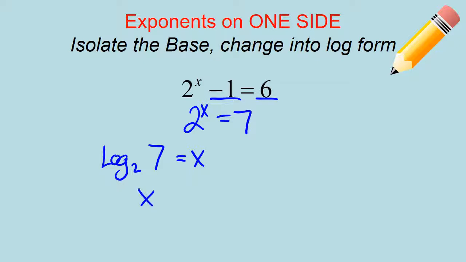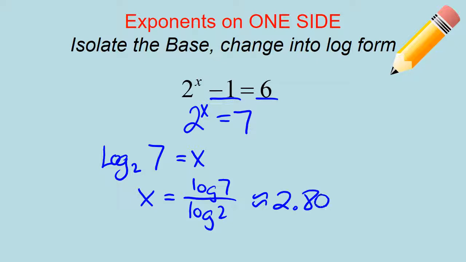To type this into my calculator, I'm going to type in log of 7 divided by log of 2. Be careful with your parentheses. Depends on your calculator. I'm going to have you round to the nearest 10,000th, so it's approximately, use that symbol, 2.80774.